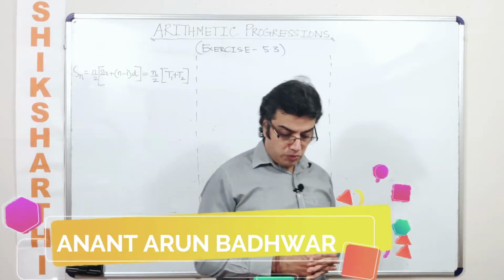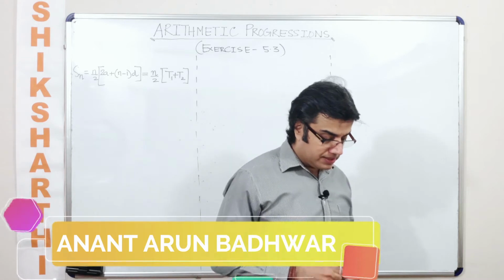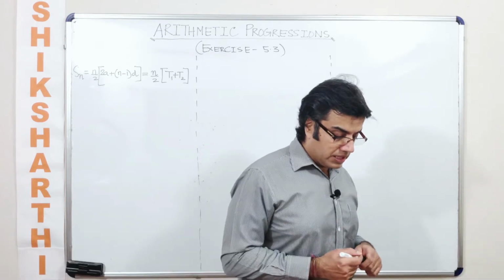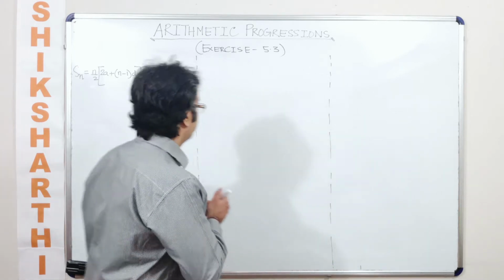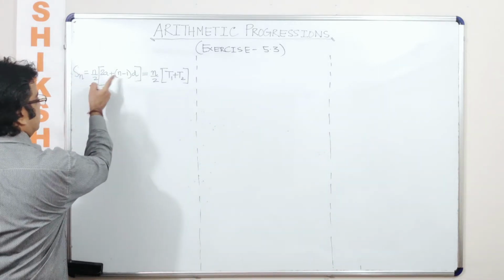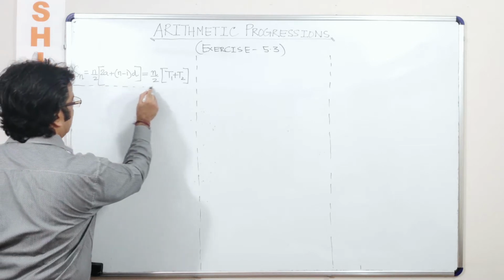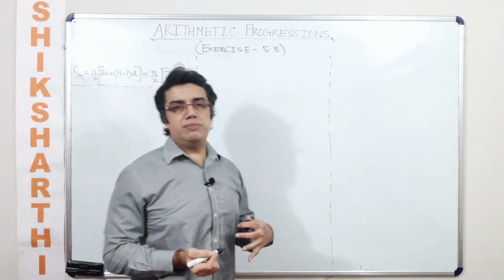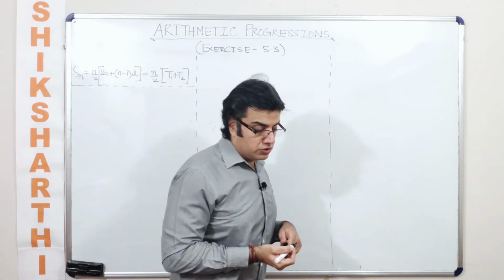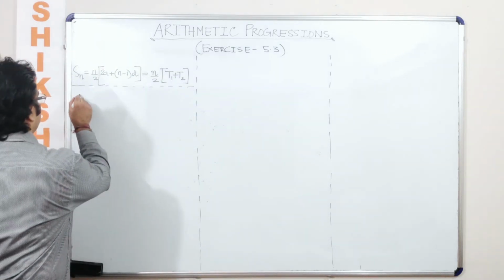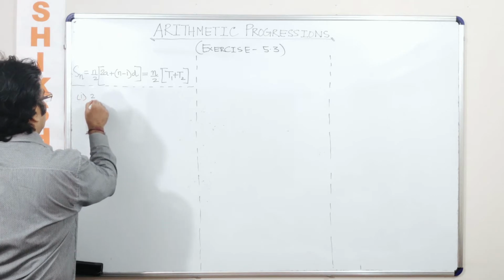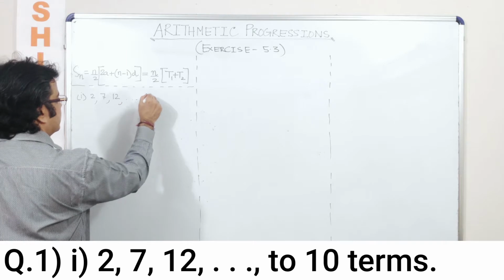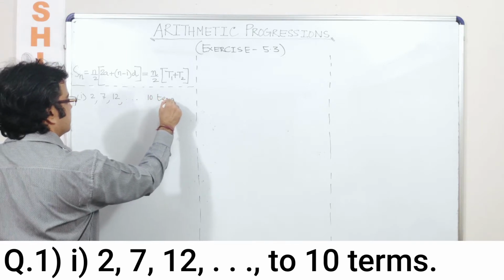Now talking about question number 1. Question number 1 says, find the sum of the following arithmetic progressions. So talking about the first one, and these are the formulas. This is one among the other formulas that we have already discussed in our video, which we will be using throughout. So the series here is 2, 7, 12 and so on, and they are asking you to calculate till 10 terms.